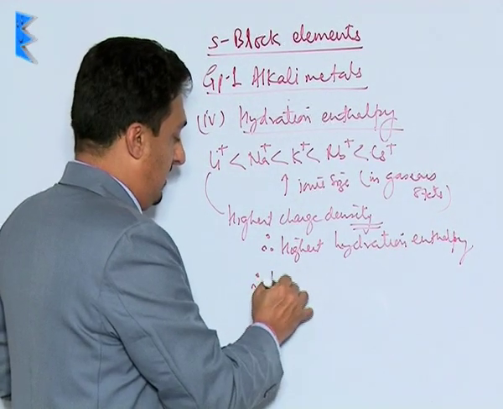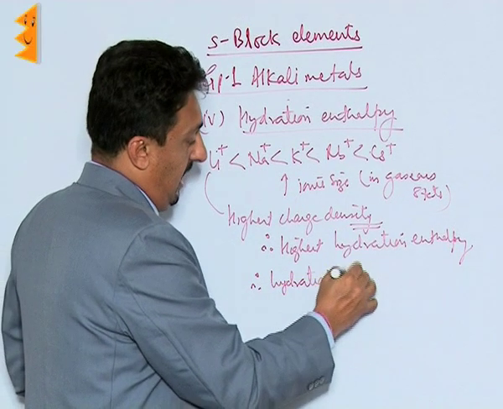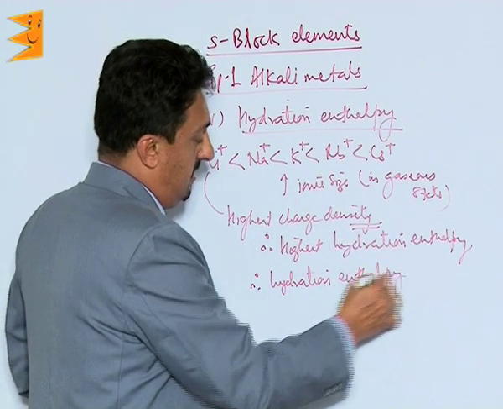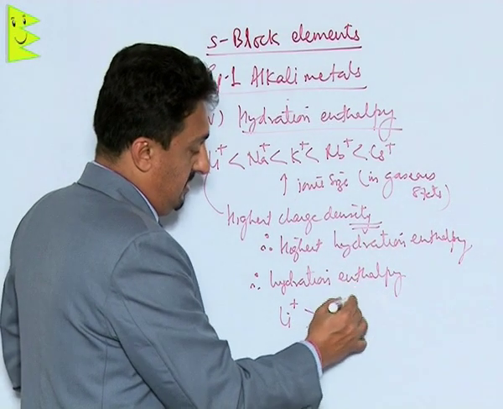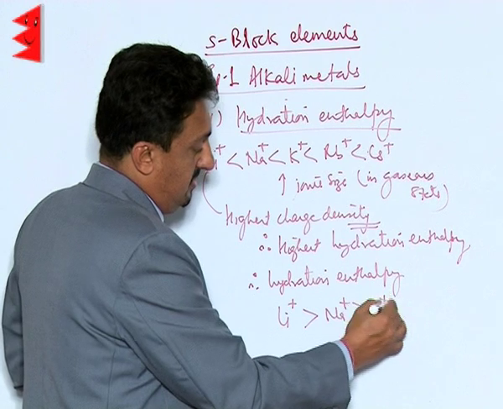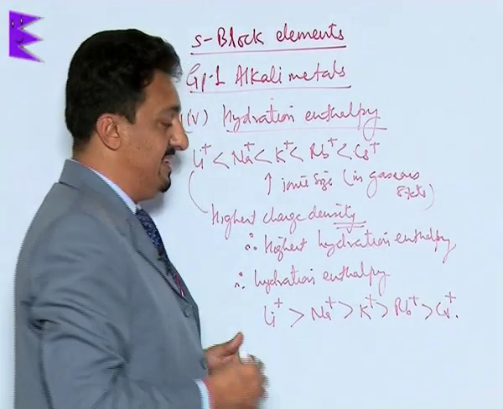Therefore, the hydration enthalpy trend is: it is maximum for lithium, then for sodium, then for potassium, then for rubidium, and it is least for cesium.